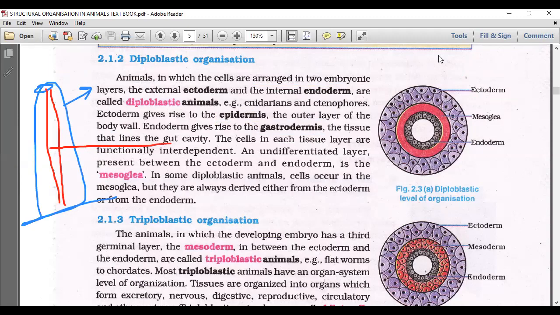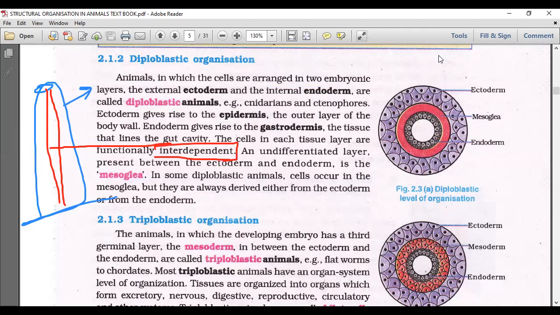The cells in each tissue layer are functionally independent. The cells in each tissue layer are functionally interdependent. What do you say? The cells in each tissue layer are functionally interdependent. That was the change actually. In case of phylum Porifera, we said there is no coordination. That's why they are independent. Here they are interdependent. Tissue grade of organization, we can say.